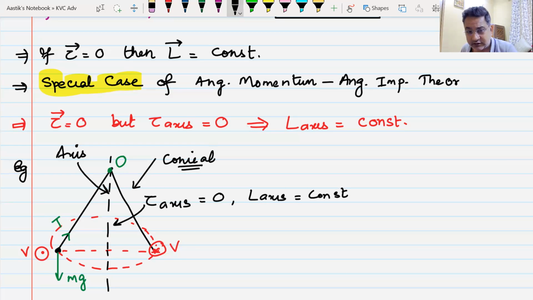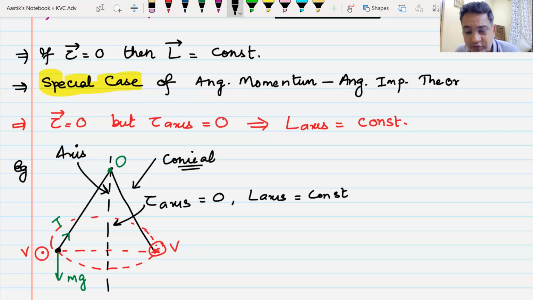Now, if I draw the direction of angular momentum about this point, the angular momentum is actually turning like this. This angular momentum can be resolved into two components: one component along the axis and one component perpendicular to the axis. This perpendicular component is continuously changing. Do we understand this? Yes, sir. And it is changing because of the weight. But this component always remains constant, and that is why angular momentum is conserved along this axis. There's only one axis along which this angular momentum is conserved, and which is this axis. Do we understand this? Yes, sir.